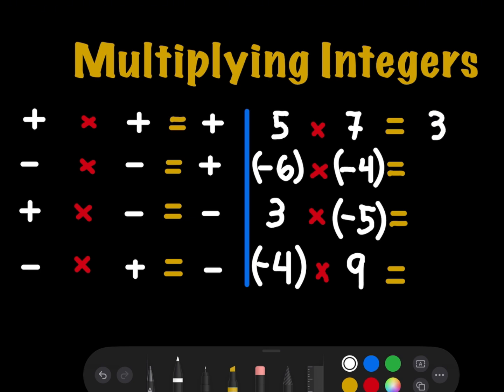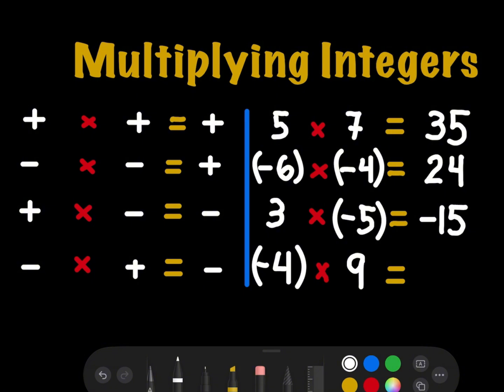So for example, if you have positive 5 times positive 7, the answer is positive 35. Take note that if there's no sign written, it is understood to be positive. So another one, if you have negative 6 times negative 4, the answer is equal to 24. While positive 3 times negative 5, so positive times negative, the answer is negative 15.